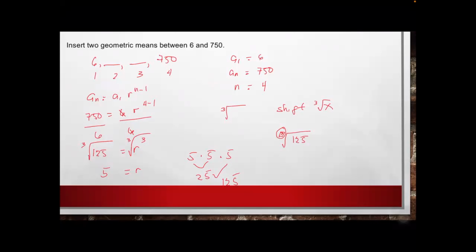What are the means? Oh yes, by the way, we are missing the answer here. We have 6 times 5 is equal to 30. Then 30 times 5 is 150. So the means are 30 and 150. Okay?